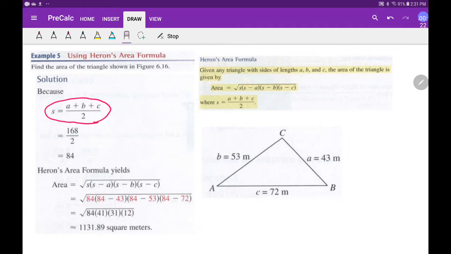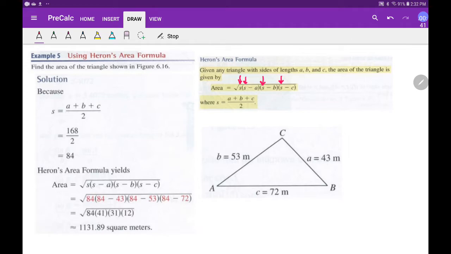It's almost the average, but not quite. It's a little bigger than the average because I'm only dividing by 2. But anyway, that's what it is. So I find this S, and I plug it into the area formula. And you see it shows up in 4 places. Here, and here, and here, and here.